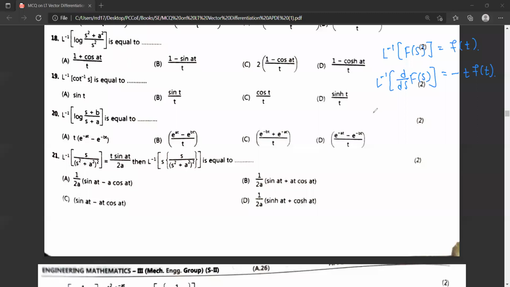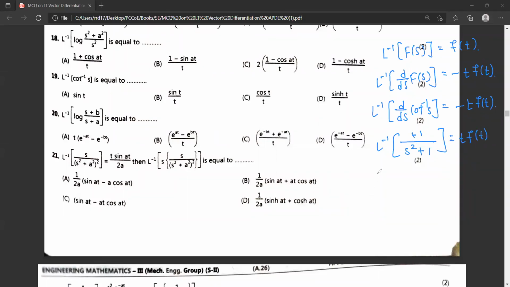Now in place of f of s, put cot inverse s. So L inverse of the derivative of cot inverse of s is minus t f of t. Okay, and then go on simplifying. The derivative of cot inverse s is minus 1 upon s square plus 1. Correct? So minus minus plus, zero. Don't worry, just equal to t f of t.